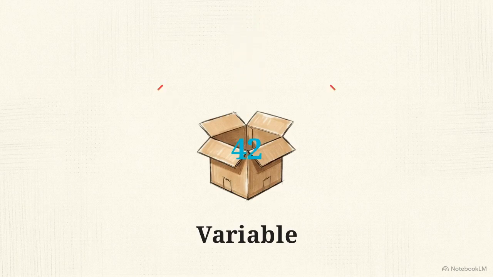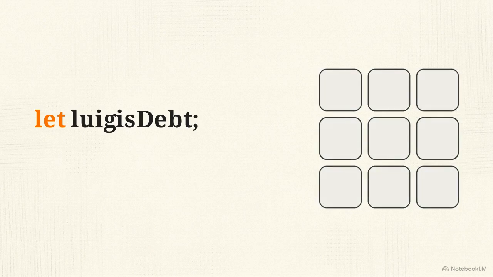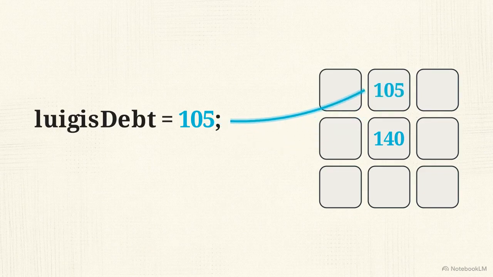This model is flawed. Bindings do not contain values. They are tentacles that grasp them. When you declare a binding with the keyword let, you grow a tentacle that hooks onto a specific chunk of data in memory. When you update a variable, you are not swapping the contents of a box. You are simply redirecting that tentacle to grasp an entirely new value.